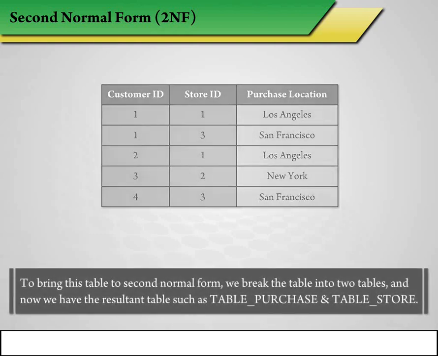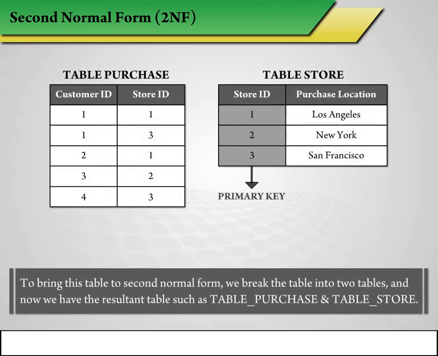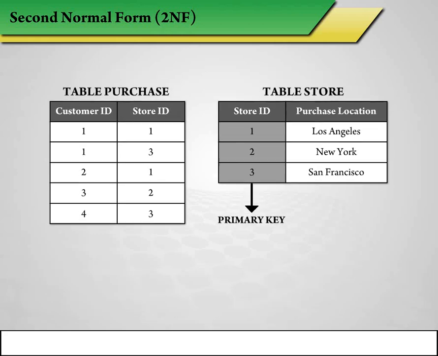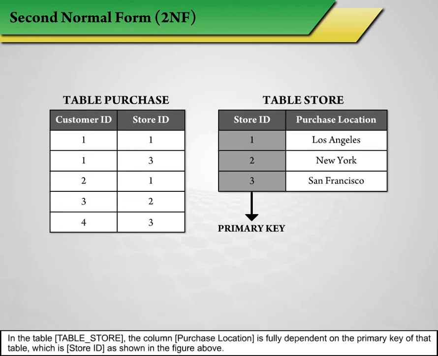To bring this table to second normal form, we break the table into two tables, and now we have the resultant tables, purchase and store. In the table store, the column purchase location is fully dependent on the primary key of the table, which is store ID, as shown in the figure above.